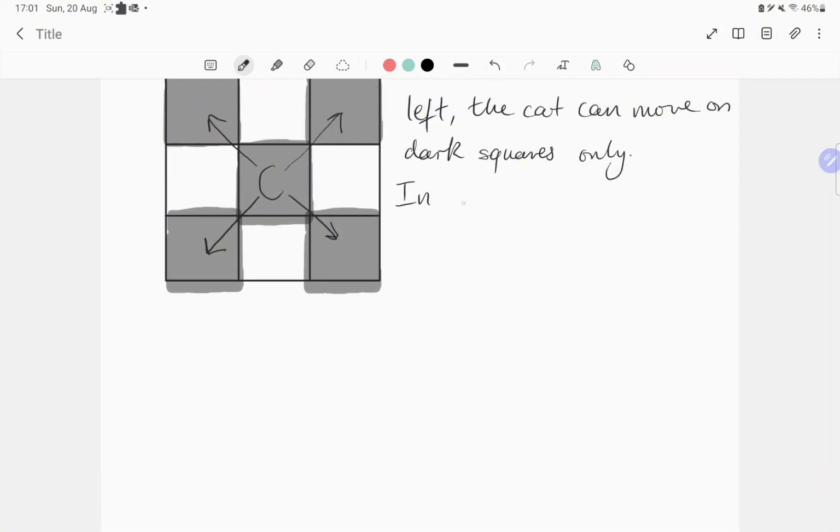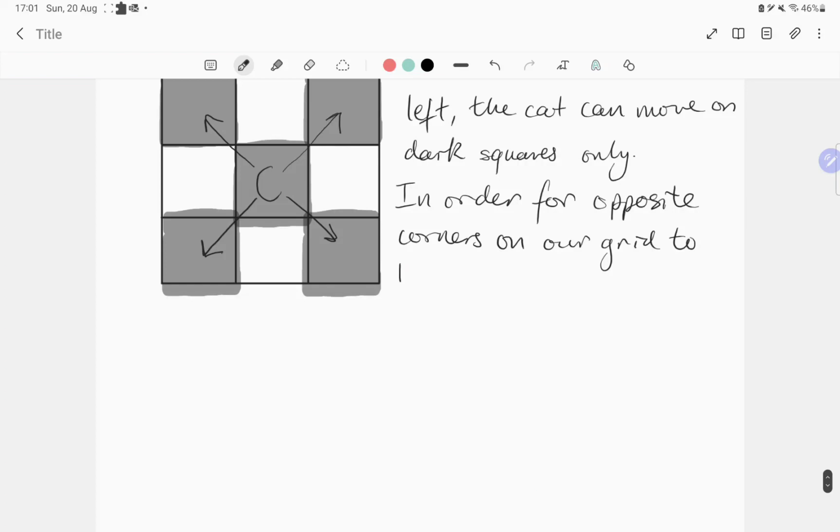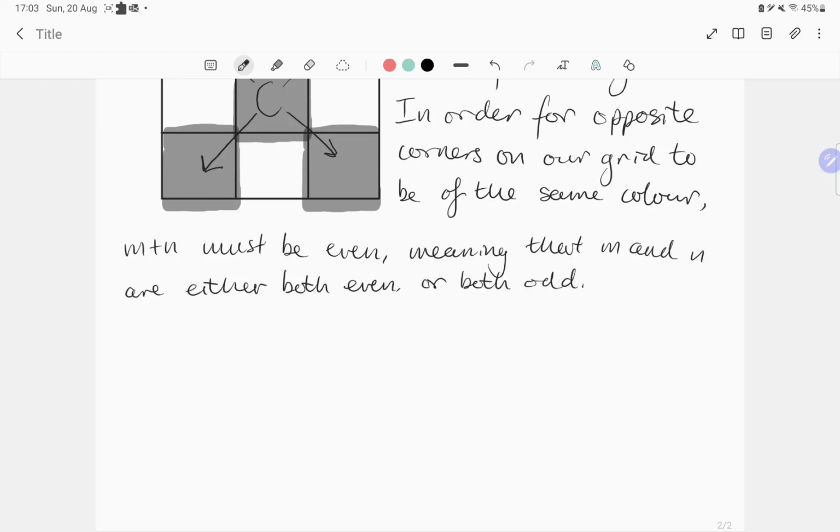In order for the top right and bottom left corners to be the same colour, m plus n must be even. This of course means that m and n must either be both even, like 4 and 6, or both odd, like 3 and 7. If their total is odd, that is that one is odd and the other is even, then we find that the cat and mouse start on different colours. That, of course, means that they're stranded on their own colours and can't meet. What a disappointing tea party.